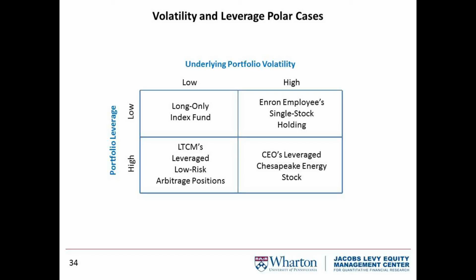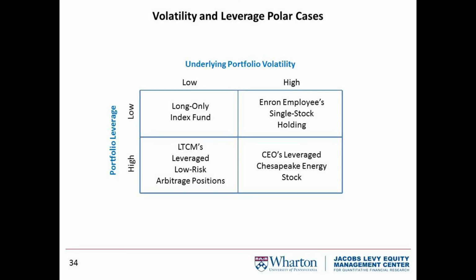Finally, let's look at some polar cases of volatility risk and leverage risk. What we have here are 4 examples that run the gamut from very low leverage to very high leverage, and very low portfolio volatility to high portfolio volatility. So if we start with the top row, the upper left is a case with 0 leverage and very low portfolio volatility. This would be a long-only index fund. It's a very low-risk investment. There's not much to say about it. If you move to the right, we have an example of little or no leverage, but high portfolio volatility. This would be the case of many of Enron's employees who had much of their savings in company stock, and they learned the hard way how risky it can be to have an undiversified portfolio.